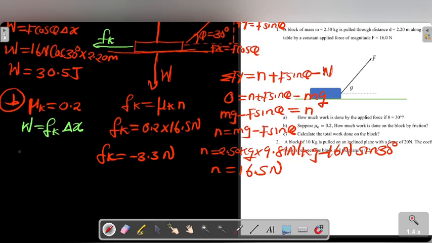So now the work done on the block by the friction force here becomes the friction force, negative 3.3. Then we're going to multiply this by the displacement, which is 2.20. Okay, if you remember. So the work done by the friction force will be 2.20 times 3.3. So it will be negative 7.26 joules. So we can see that the work done by the friction force on our system there will be equal to negative 7.26.